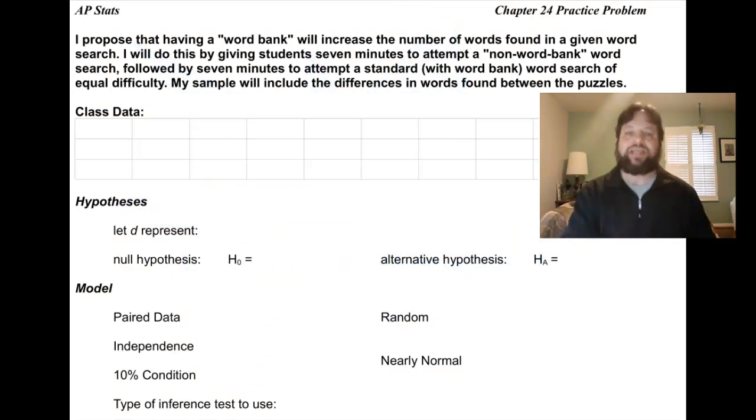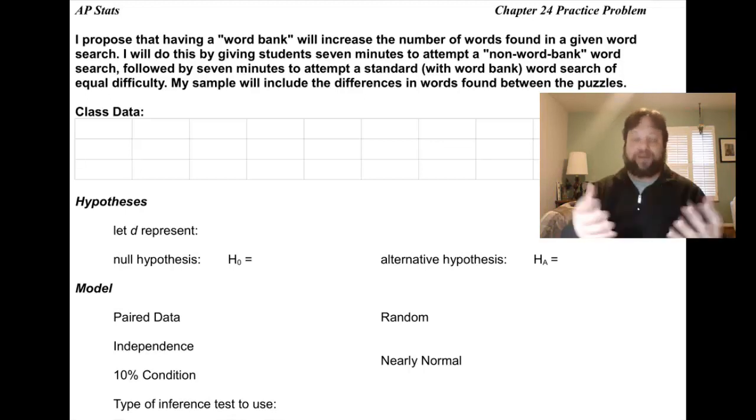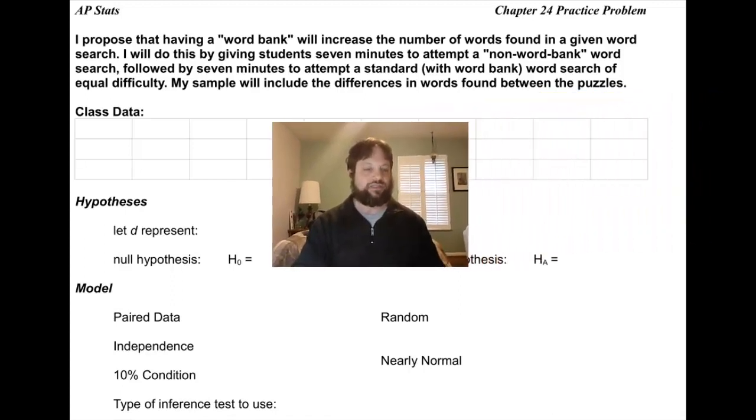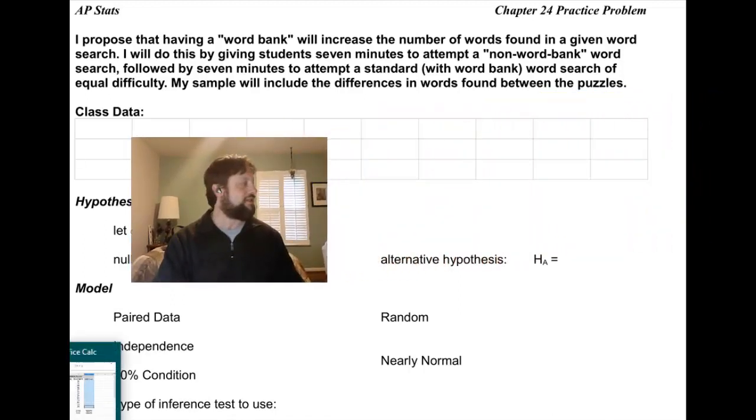And so what we did here is I had 13 students try a word search twice. They first did the word search without a word bank, and they had 7 minutes, and we found out how many words they each found. After that, we gave them an equally difficult word search, but this time with a word bank. And again, found out how many words they found in 7 minutes. So let's see, where is that data? I know that data is around here. There it is.